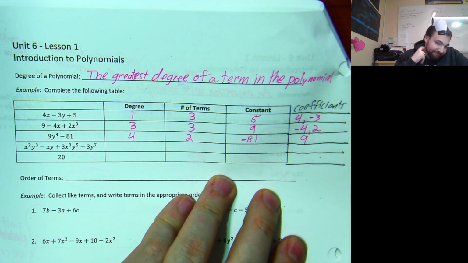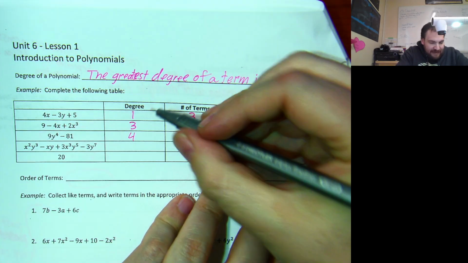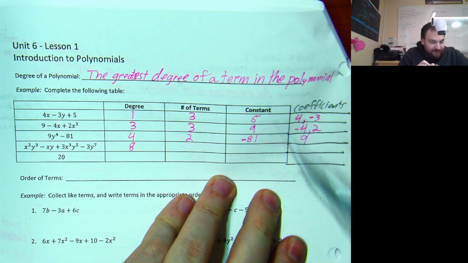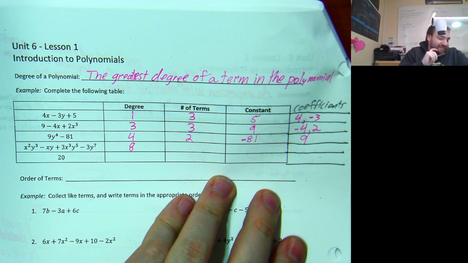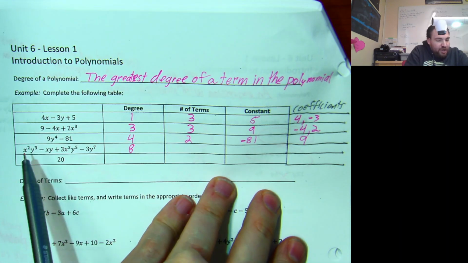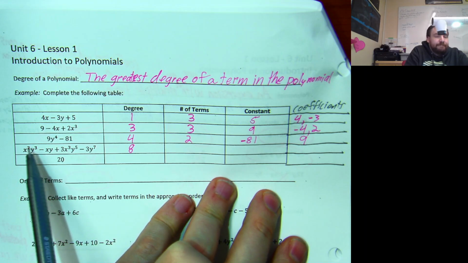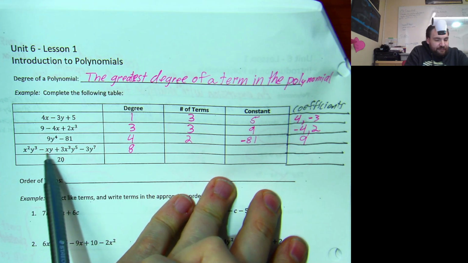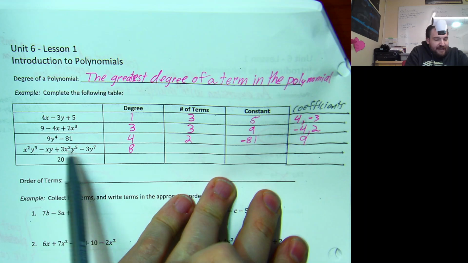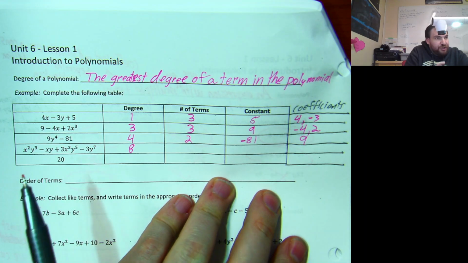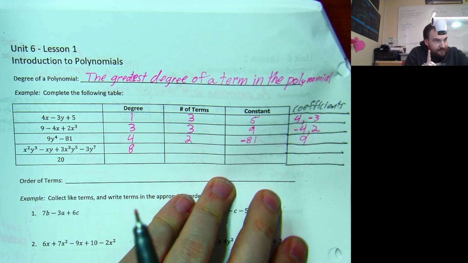Next one. What's the degree? Is it 7 or 8? Is 8 bigger than 7? It's 8. Okay. Remember, the degree of a term is the sum of the exponents on all the variables in that term. So what's the degree of this term here? This degree is, this degree is, and this degree is. So the largest degree for the polynomial is 8.